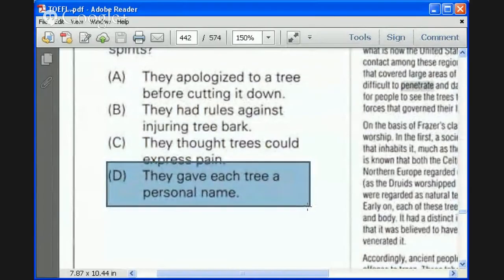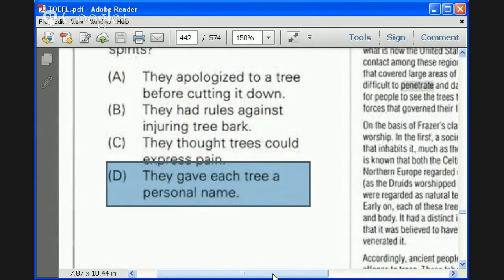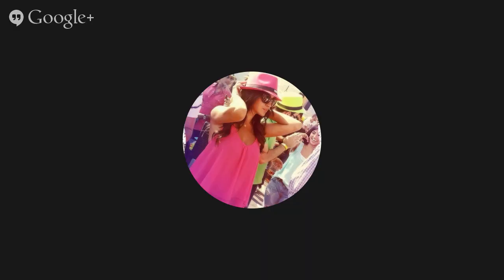But teacher, the last one: they gave each tree a personal name. We already read that they set them apart by species. Is it the same synonym as to give each tree a personal name?